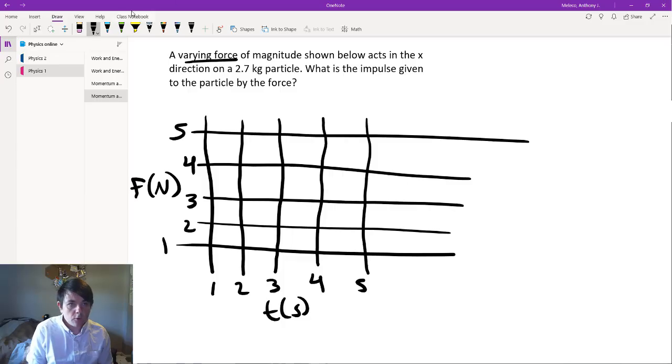So force in newtons, time in seconds, and the time is going to be 1, 2, 3, 4, up to 5 seconds. The force will be in 1, 2, 3, 4 newtons. Okay. Let's go ahead and plot this thing. And what I have is the graph doing basically this.